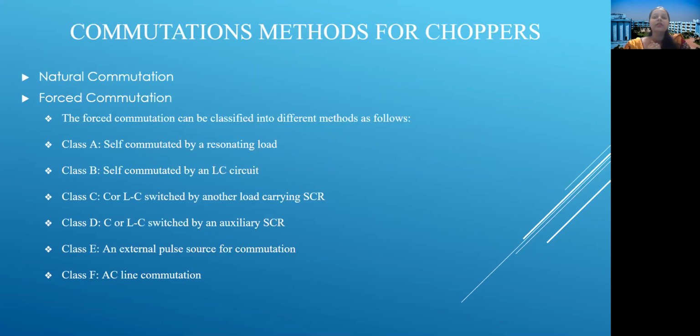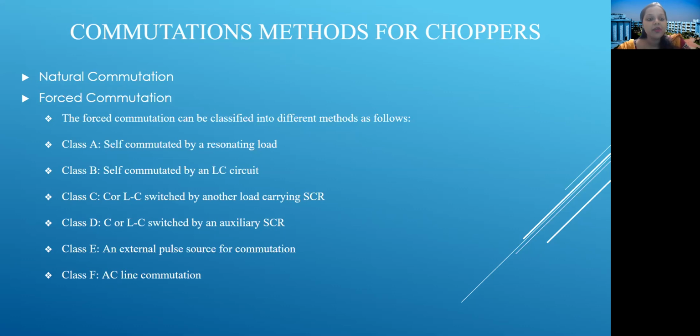Now since we are studying power electronic devices, there must be a turn on and turn off process. There must be control of the turn on and turn off process, and this turn off process is known as commutation. Commutation methods for chopper can be natural commutation or forced commutation. Natural commutation means just somehow reversing the current or reversing the polarity of voltage and the chopper stops working. That is natural commutation. By a natural process, by line commutation, we can turn off the chopper.